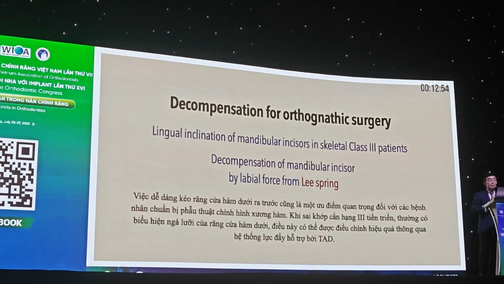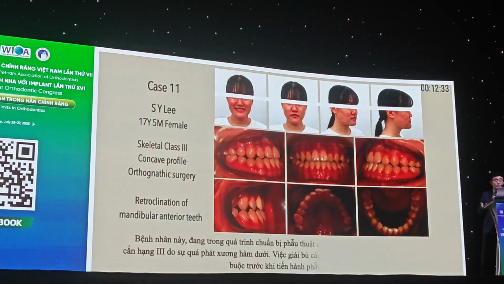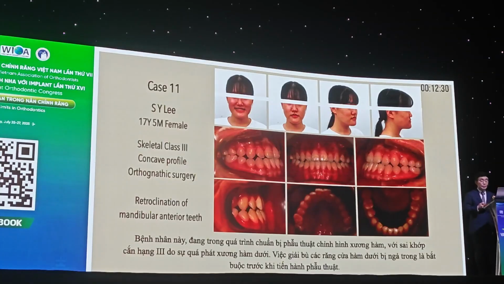The ease of advancing the mandibular incisors is also advantageous for patients preparing for orthodontic surgery. If class 3 malocclusion progresses, it often involves lingual inclination of the mandibular incisors, which can be effectively corrected with the TAD-supported pushing pulse system. This patient, who is preparing for orthodontic surgery, presents with a skeletal class 3 malocclusion due to excessive mandibular growth. It is crucial to decompensate the retroclined mandibular incisors prior to surgery.